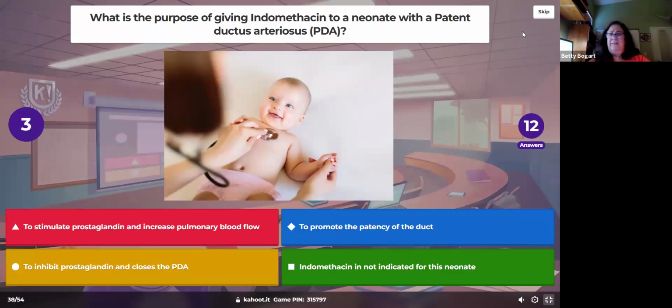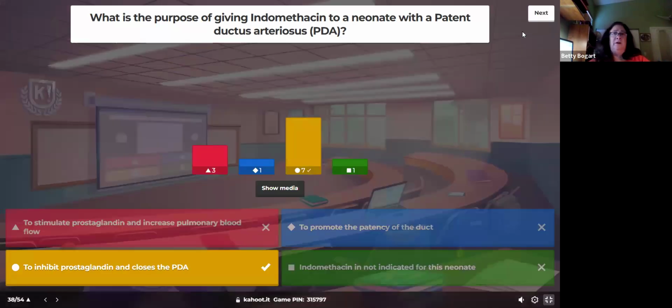Remember, PDAs sometimes stay open and we don't need them or want them. I told you many times it's in your premature infants. I see it a lot. So something's going on that's feeding that PDA, that hormone that keeps it open called prostaglandins.